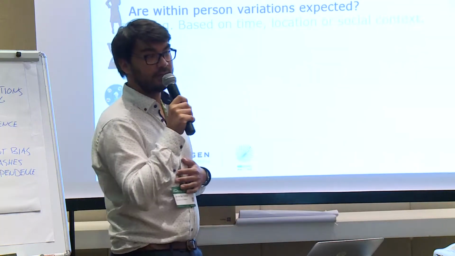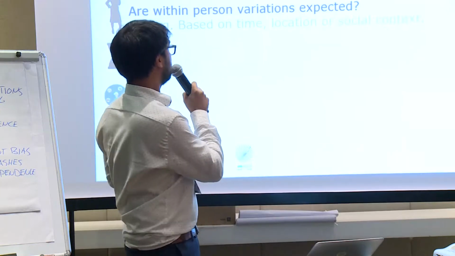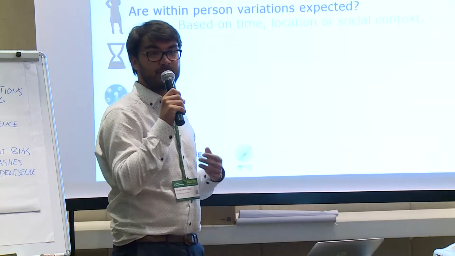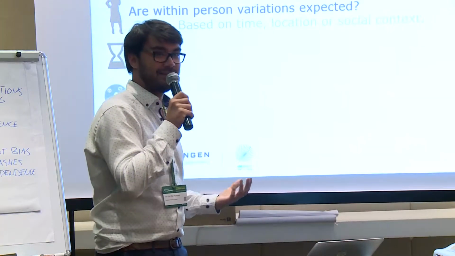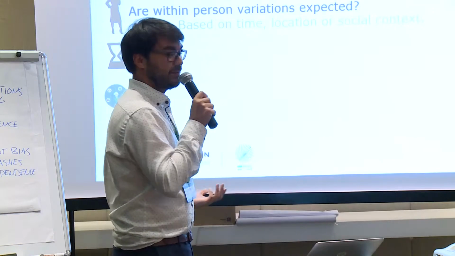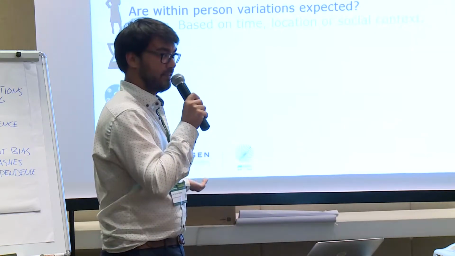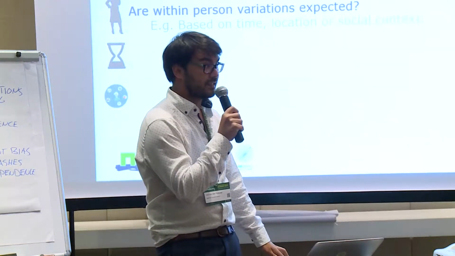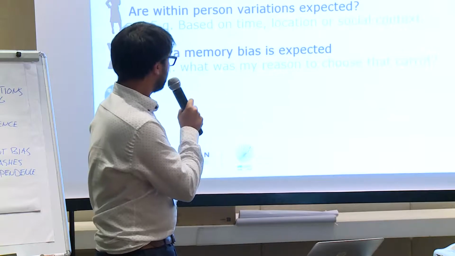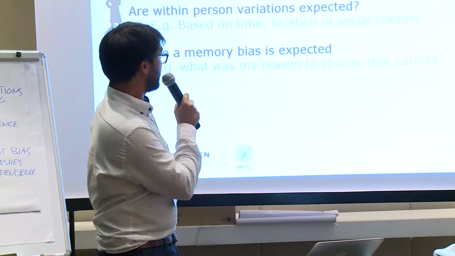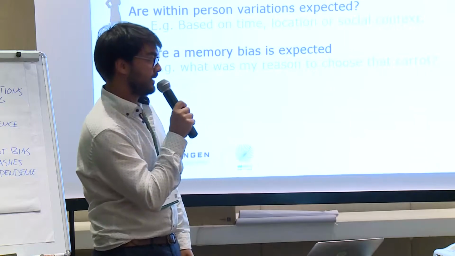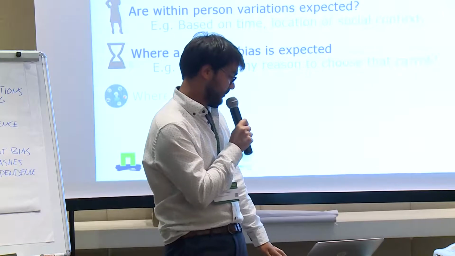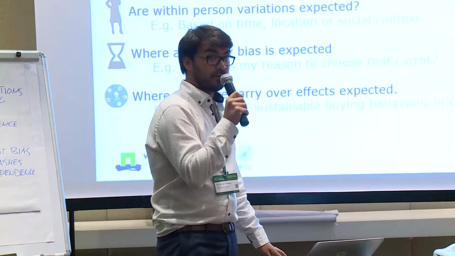Another really important aspect is are within-person variations expected? When you only want to focus on the difference between two groups, you're quite likely not to need a smartphone application, but you can do it much easier with, for example, a paper-based questionnaire. I'm going to get around to more examples of this. And then where a memory bias is expected. This is basically how we started with trying to measure food intake like this. I will also get to an example of this. And whether carryover effects are expected.